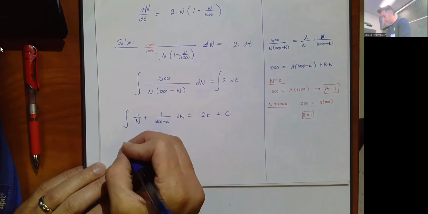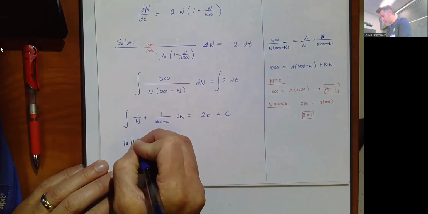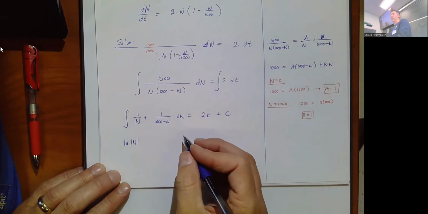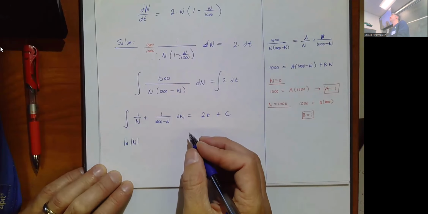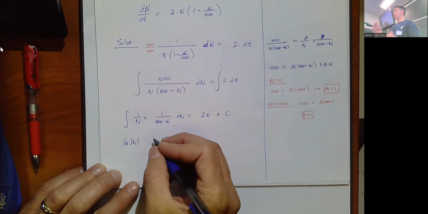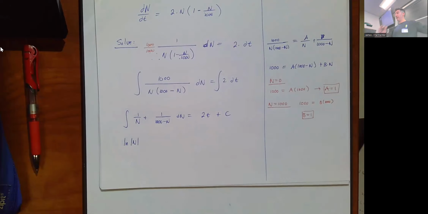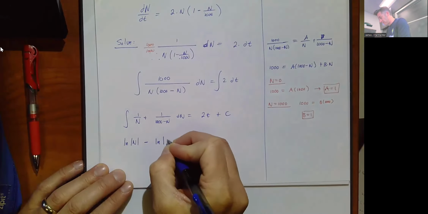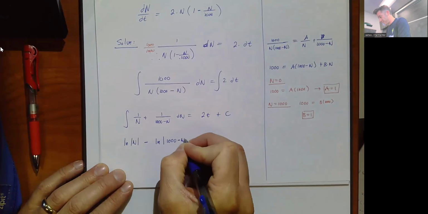The integral of 1 over n is going to be the natural log of the absolute value of n. The integral of 1 over 1,000 minus n is going to be the natural log of the absolute value of 1,000 minus n times negative 1. Just like the previous one we did where there was a 1 over something minus the variable. So it's going to be minus the natural log of the absolute value of 1,000 minus n.